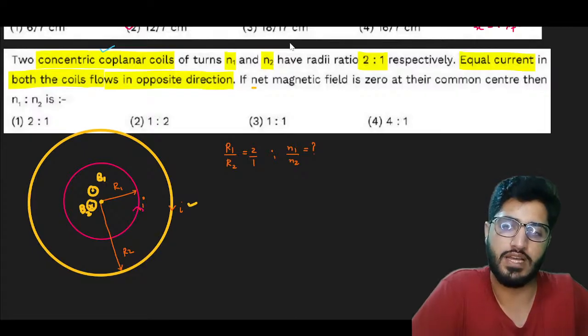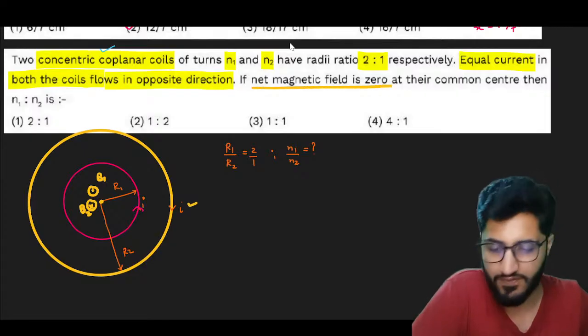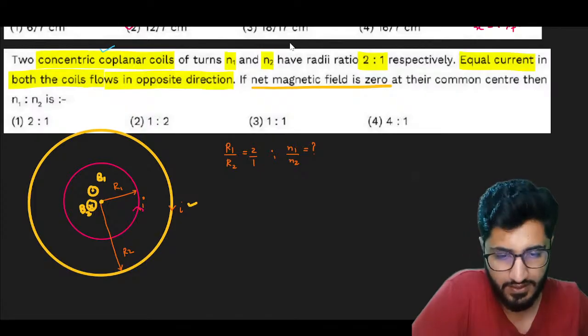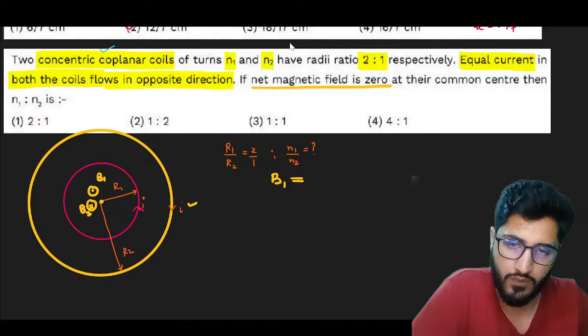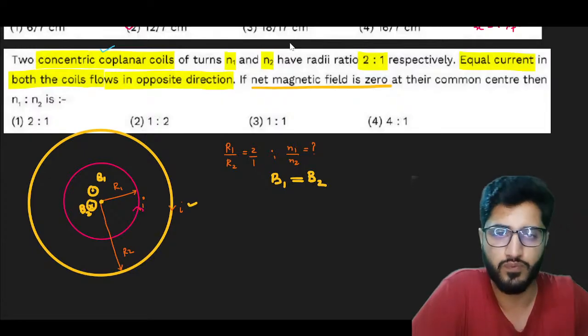And it is shown that the net magnetic field is 0. If the net magnetic field is 0 at the center, then only one relation is possible: B1 equals B2. B1 equals B2. Okay.